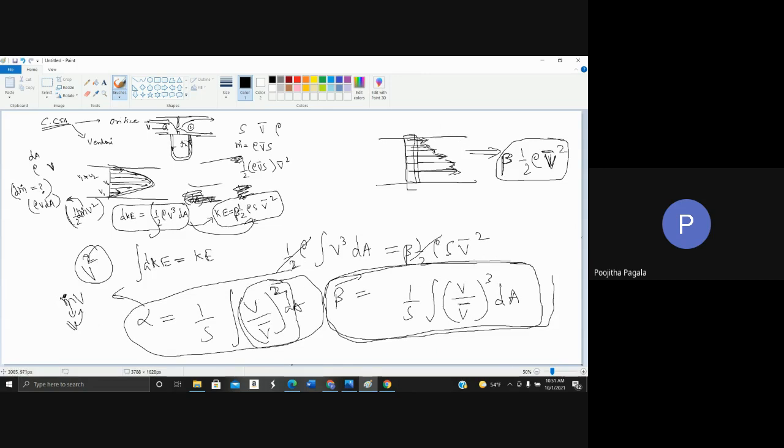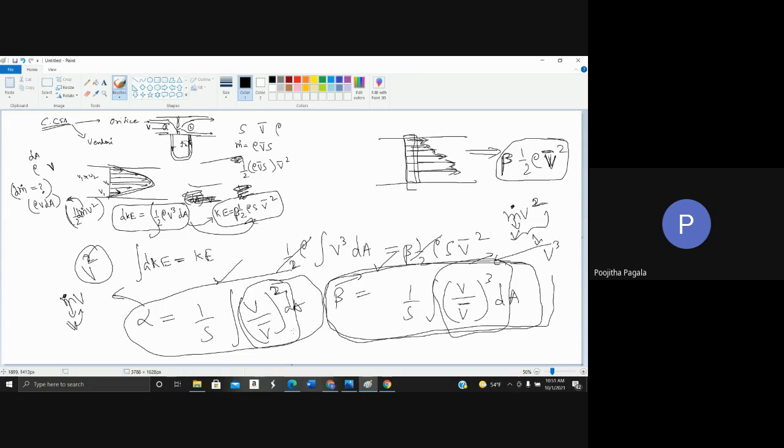Coming to the kinetic energy correction factor, you have m into v square. You have a v in the mass flow rate and you also have a v square, so you're going to have a v cube. That is the reason you have a v cube over here. So you can remember it in this way. Are the correction factors clear? The momentum correction factor and the kinetic energy correction factor.